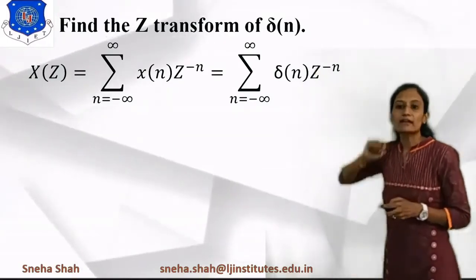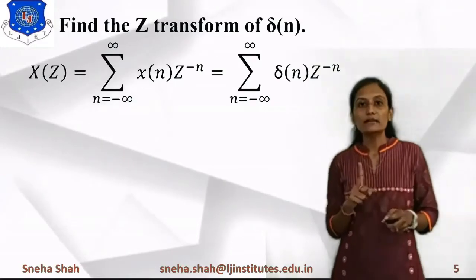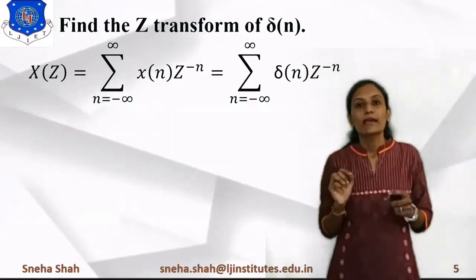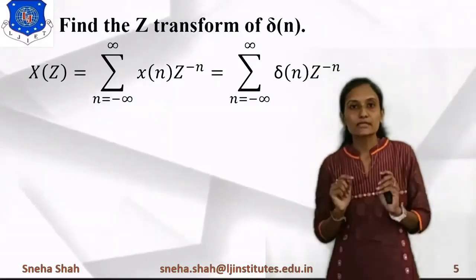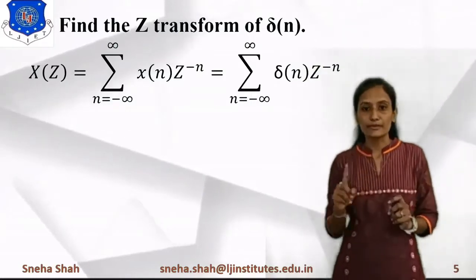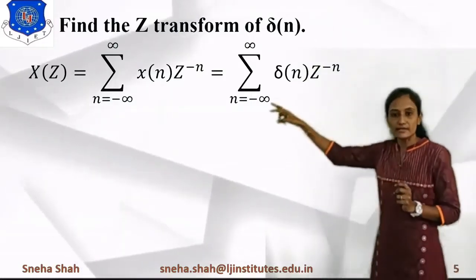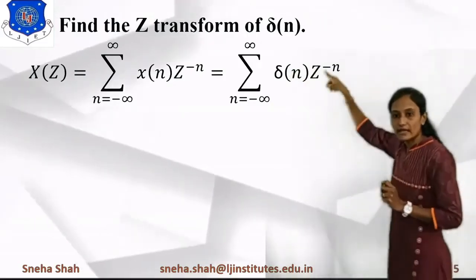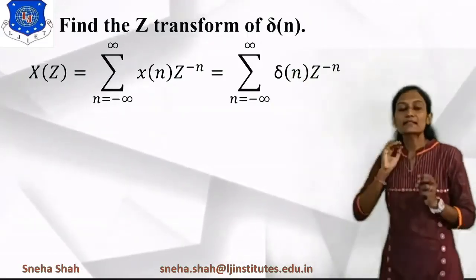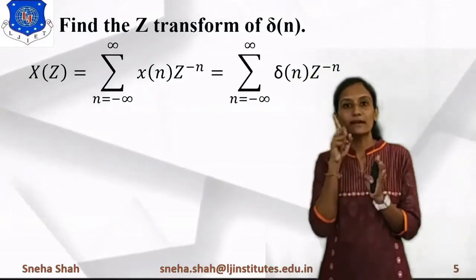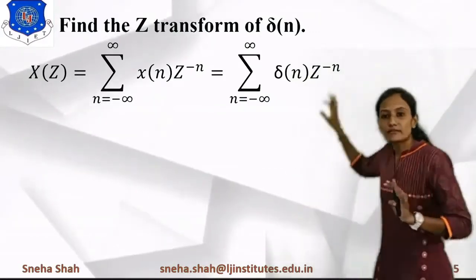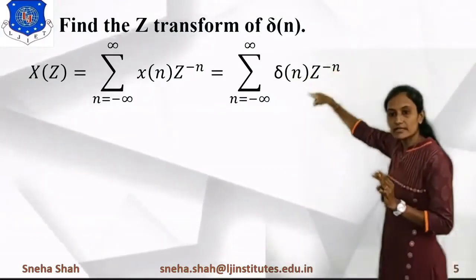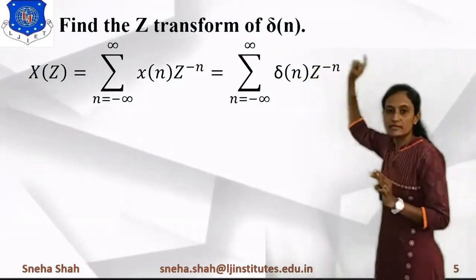Now what is the value of del of n? Del of n equals 1 for n equals 0. Otherwise its value equals 0. So there is only one sample, so we are removing this summation, and instead of del of n I am taking 1, and instead of n I am taking 0 because at n equals 0 it has the value 1. So instead of n I am taking 0, so it will convert to z raised to 0.